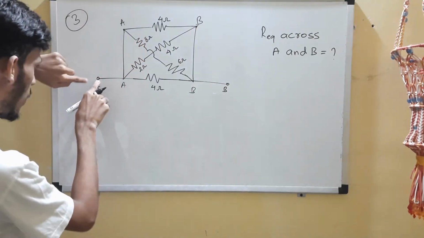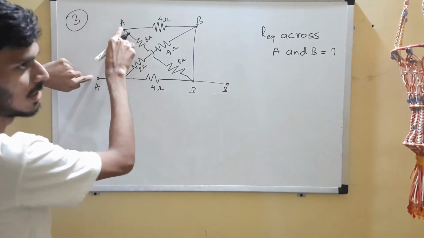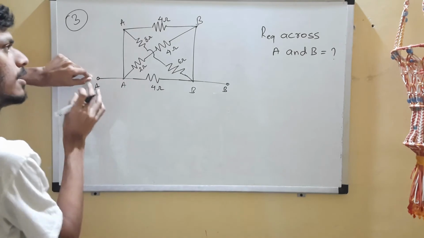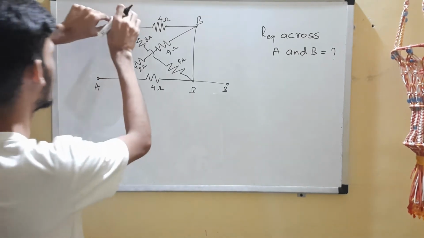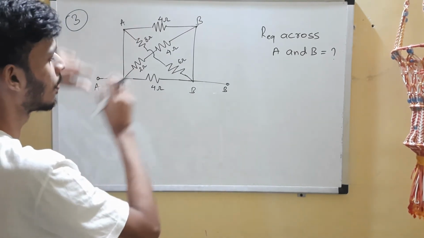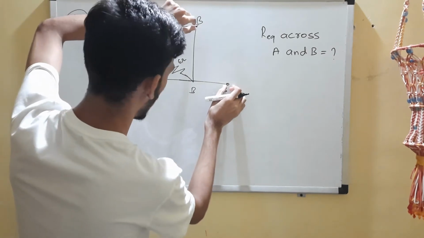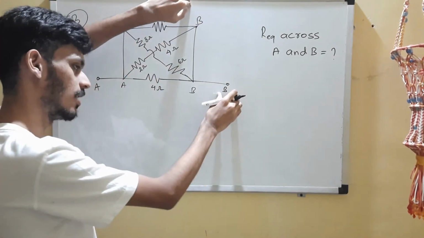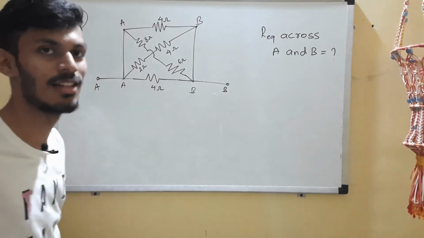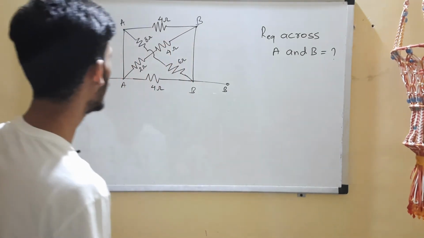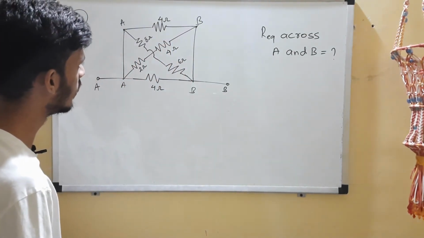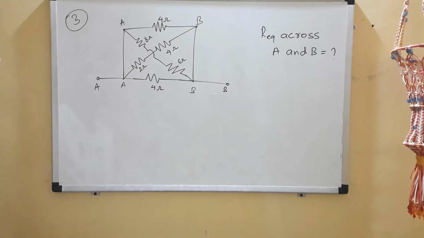If you see, this point is directly connected over here, so these two points are connected. Since the potential over here is A, potential over here is also A. This point and this point are connected. The potential over here is B, so here also the potential will be B. So we don't need any more points for the nodes.